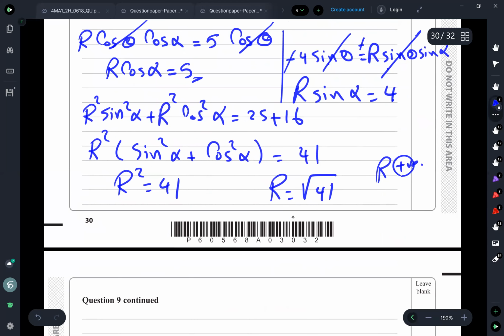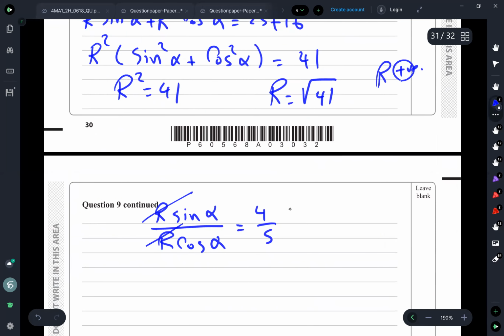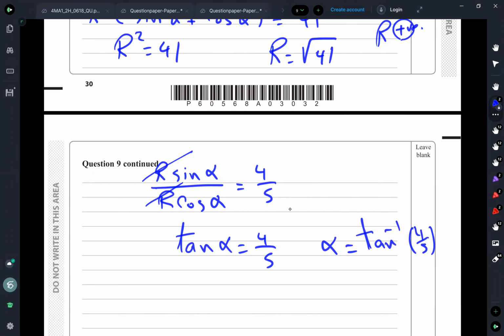And also you can find the exact value of alpha by dividing r sine alpha by r cosine alpha, which is equal to 4 over 5. Sine over cosine will be tan. So tan alpha is equal to 4 over 5. You can find alpha exactly as tan inverse of 4 over 5. This is the exact value, but it's asked to find alpha corrected to 3 decimal places. So you can use your calculator in radian mode to get the value. Don't forget to change your calculator to radian mode.